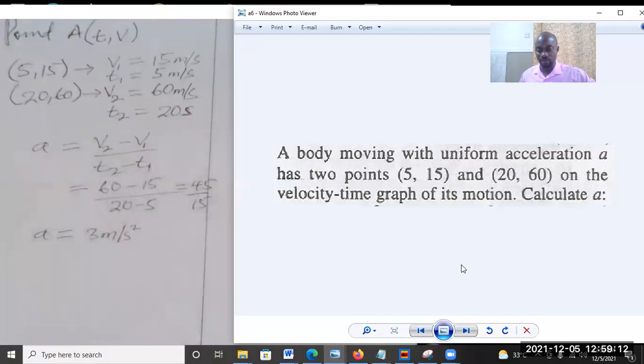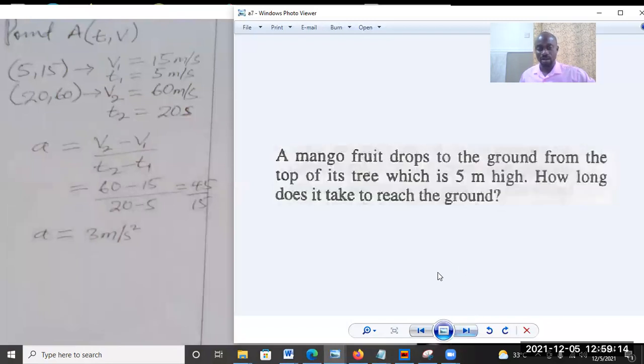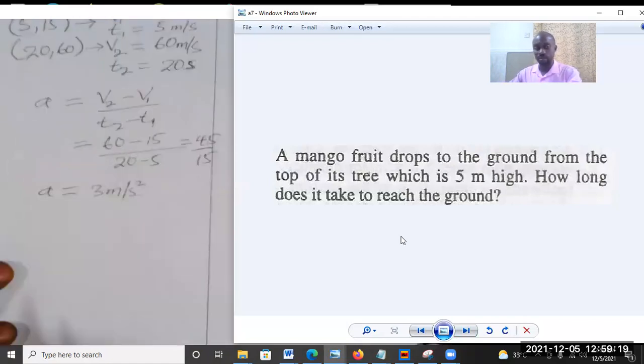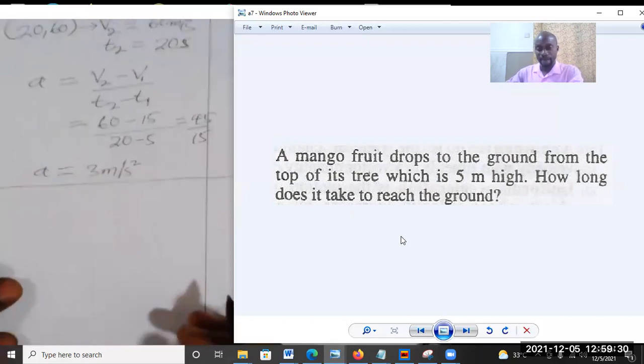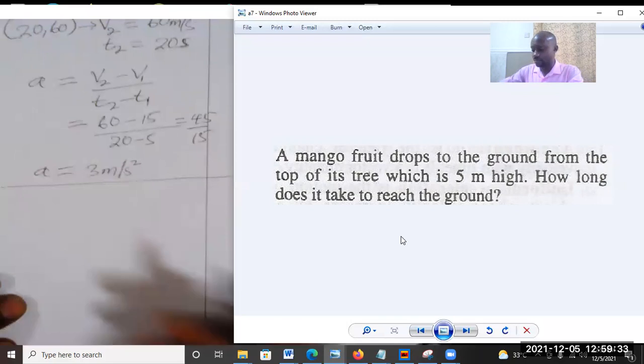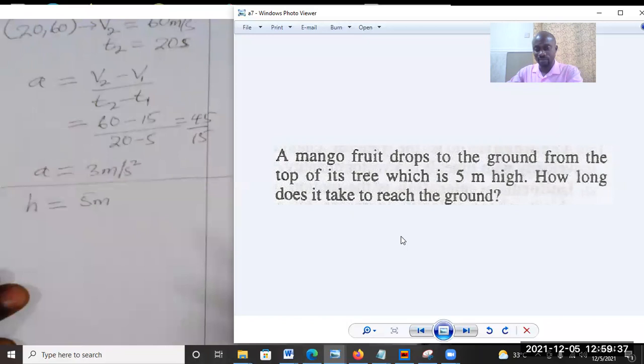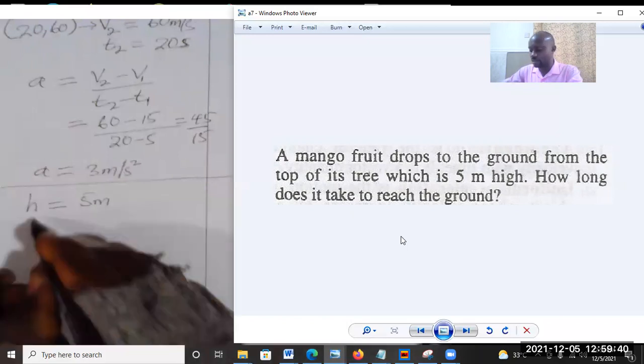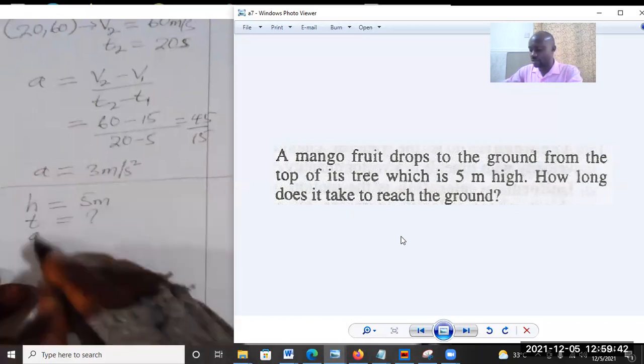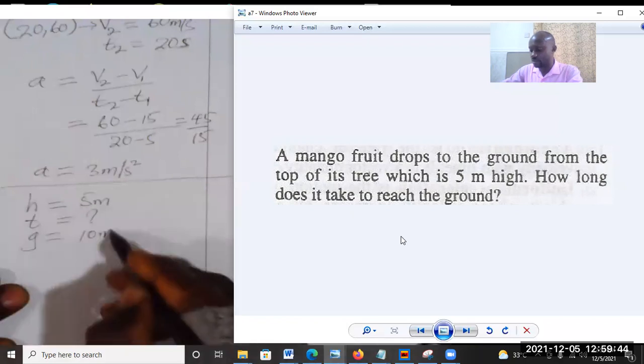The next question: a mango fruit drops to the ground from the top of its tree, which is 5 meters high. How long does it take to reach the ground? In this question, the height is given as 5 meters. How long? We're looking for time, T. Acceleration due to gravity is 10 meters per second squared.